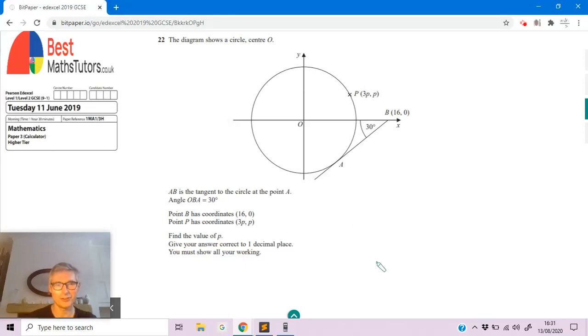I'm continuing to go through the Edexcel Higher Tier paper from 2019. This is paper 3 and we're on question 2.